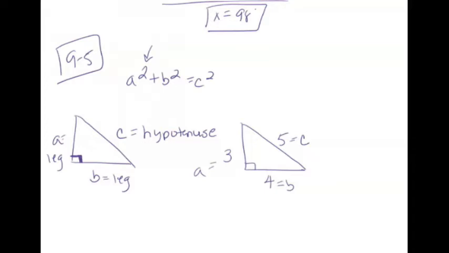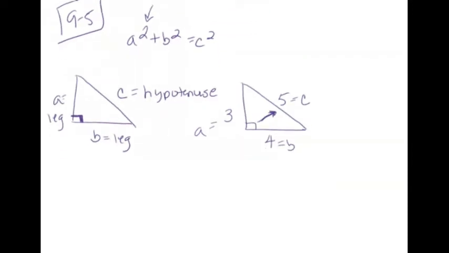And if for some reason you have a hard time identifying that in the triangle, know this, that the hypotenuse is always opposite the right angle. So all you have to do is find the right angle, and the side opposite that is going to give you the hypotenuse. Okay, so then if we take 3 squared, and we add 4 squared, we're going to get 5 squared.